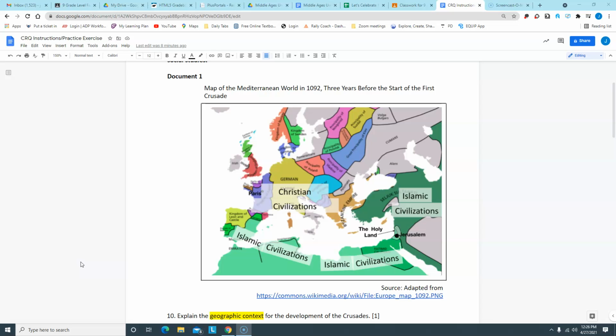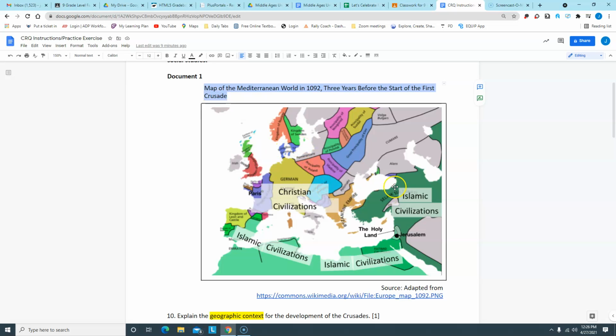All right, we've done our pre-reading exercises. Now we're going to take a real close look at every aspect of this document and see if we can answer this question. So the title of this is Map of the Mediterranean World in 1092, 3 years before the start of the First Crusade. All of that information is important.